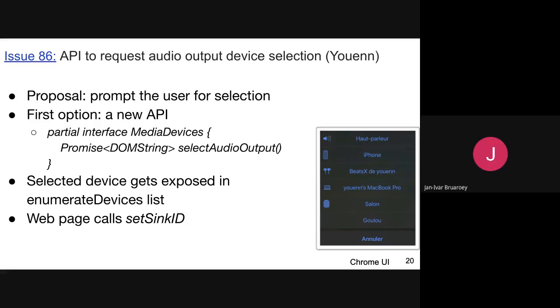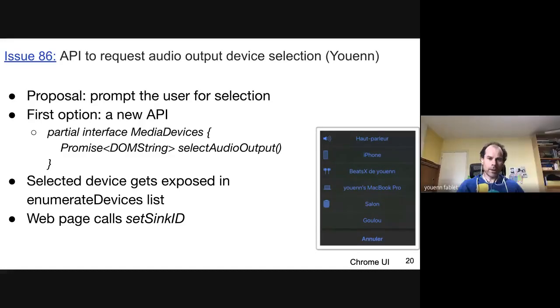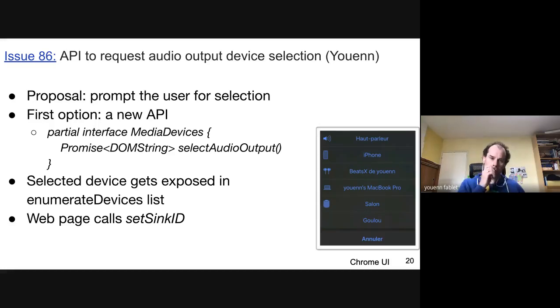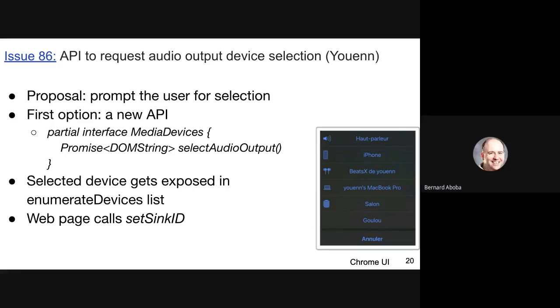I like that. I need to give it more thought. Mm-hmm. Okay. Go ahead. So what's the next step, Yuan? So the select audio output version, there's already a PR for that. Yonivar commented on it, so I should try to finalize it and then get it merged in the spec. Okay.